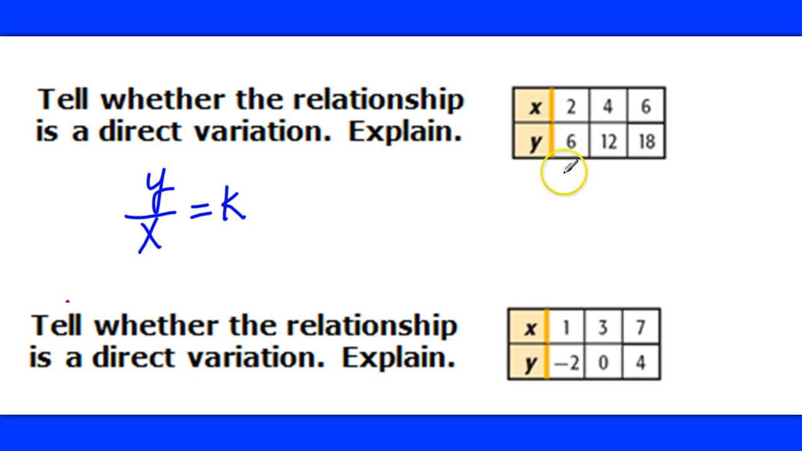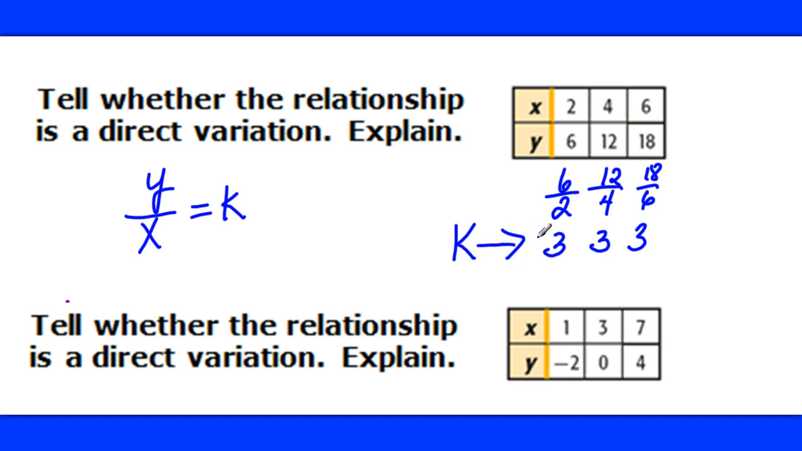So here, y over x is 3. Y over x is 3. Y over x is 3. Yes. So what's the k value? The k value is 3. So the equation for this would be y is equal to 3x. And that's how we found that k value.